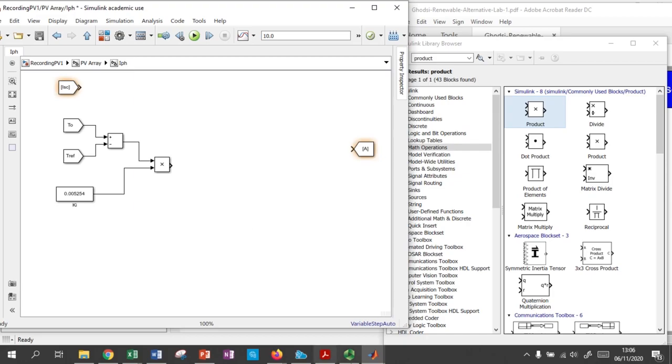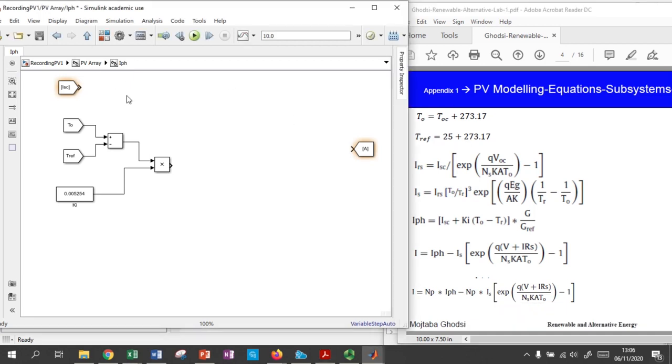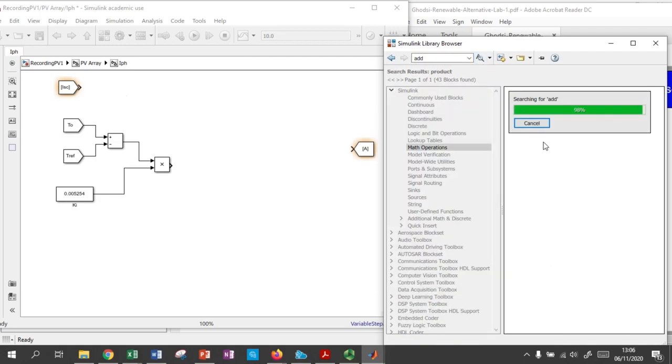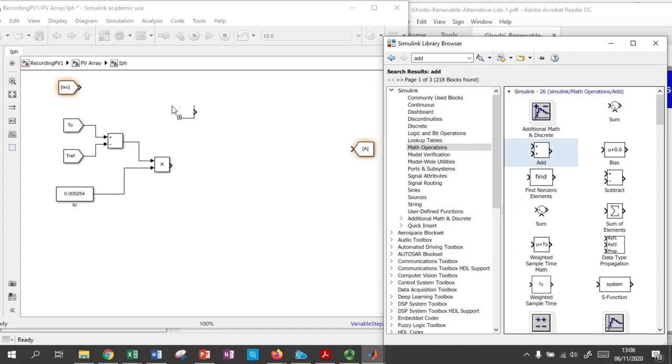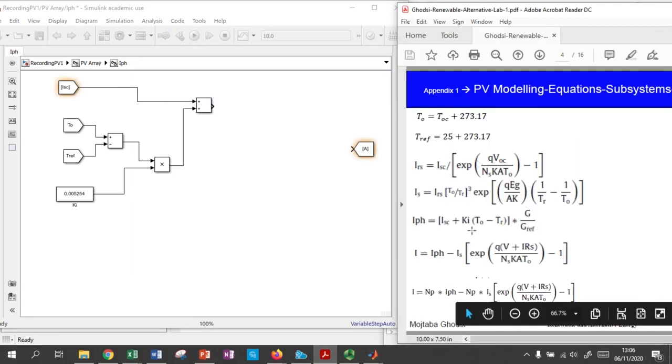Then what else do we need? We need plus ISC, then we need an add. We add them together. Okay, a little step forward. Then we will add these two expressions together. Till now we are here: Ki times (T0 minus T reference), plus ISC. Okay, this bracket is finished.